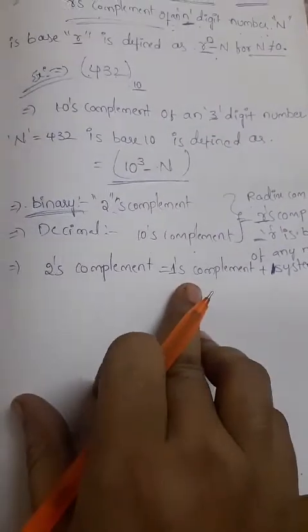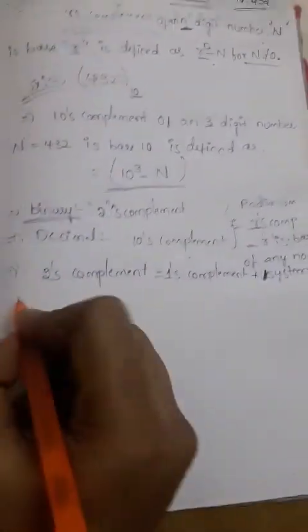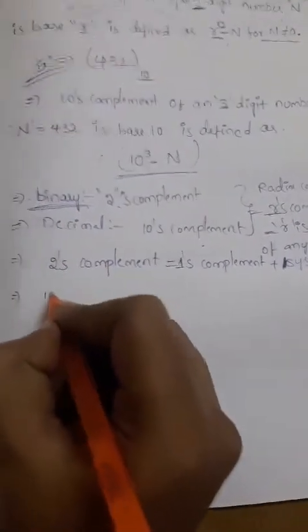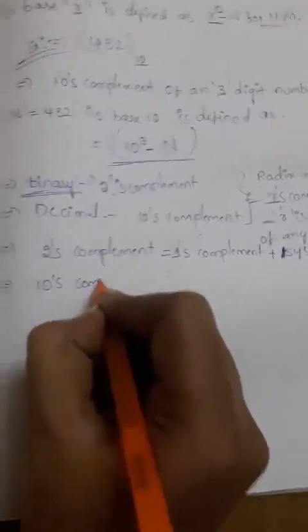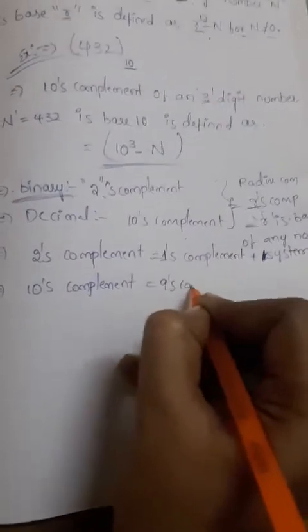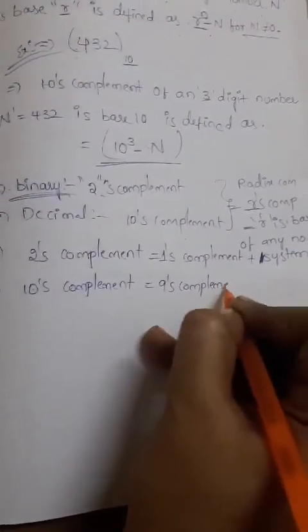Okay, so what is the 2's complement? That is 1's complement plus 1. And the second one, what does the 10's complement mean? This also has a formula, and that is nothing but 9's complement plus 1. Remember this point, it is very important from an exam point of view.